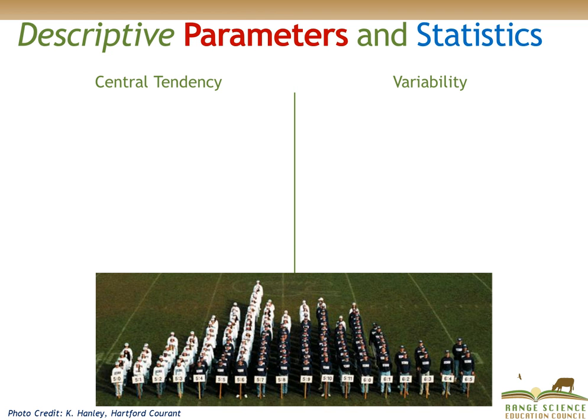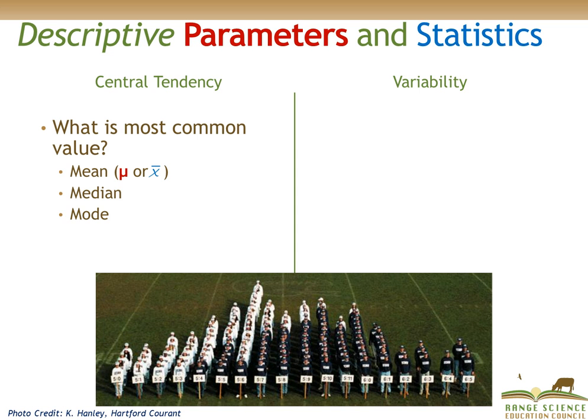When we're describing populations and samples, we tend to use two main types of parameters and statistics. These focus on central tendency and variability. With central tendency, we're interested in knowing what is the most common value. And this is often measured using three different types of measures of central tendency: the mean, the median, and the mode.